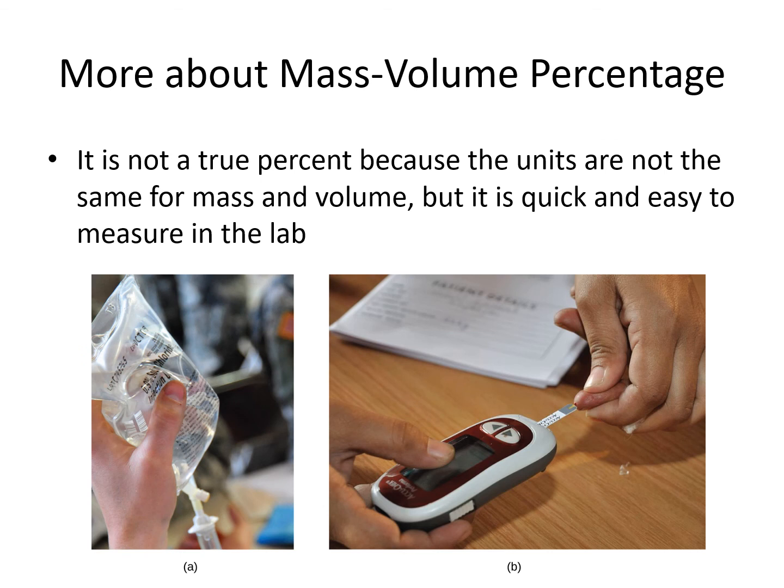So mass volume percent is not a true unit of percentage because the units are not the same on both the top and the bottom. We have mass, which would be probably in grams, and volume, which could be in milliliters or liters. So mass volume percentage is not a true percentage, but it is quick and easy to measure in the lab or the clinical setting because masses are typically given in grams, which you would weigh out on the scale. Volumes are typically given in milliliters or liters, which you can measure in a graduated cylinder. So you can come out with the mass volume percentage by a quick division problem.